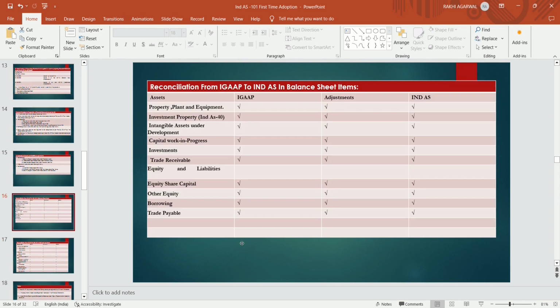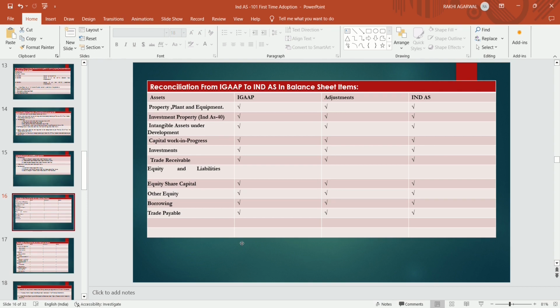Now, reconciliation from IGAAP to Ind AS in the balance sheet items. In a balance sheet item, there is an Indian GAAP carrying value, then the adjustment made as per Ind AS, then the Ind AS final figure. Like in property, plant and equipment, the IGAAP carrying value, then whatever adjustment is to be made, then the Ind AS figure.